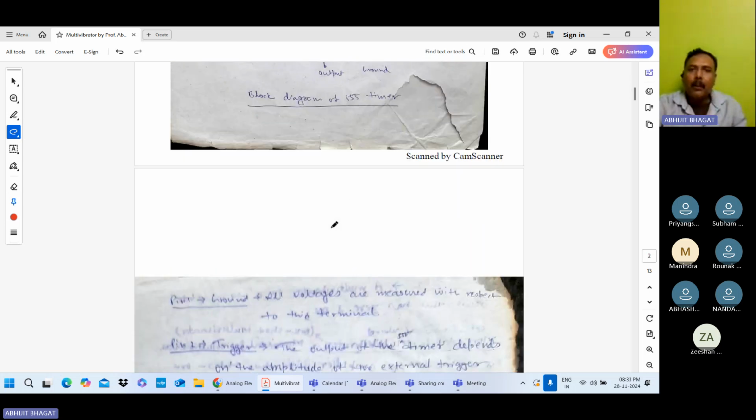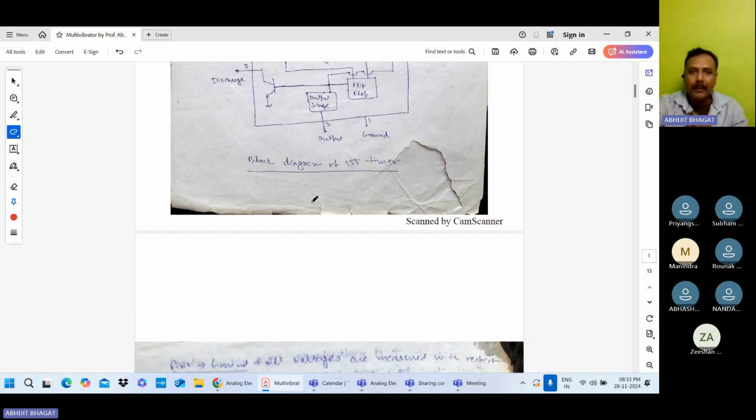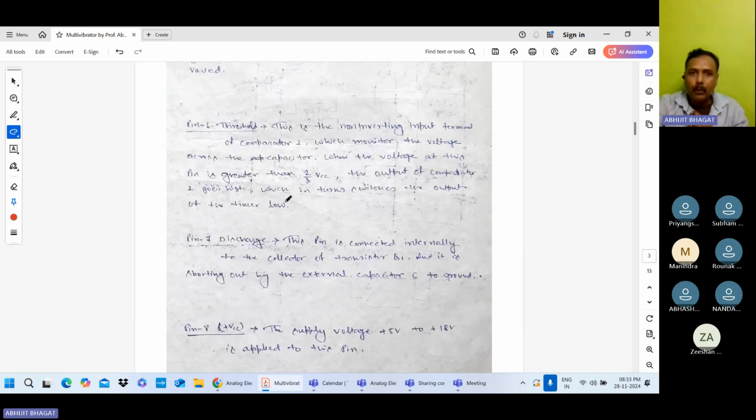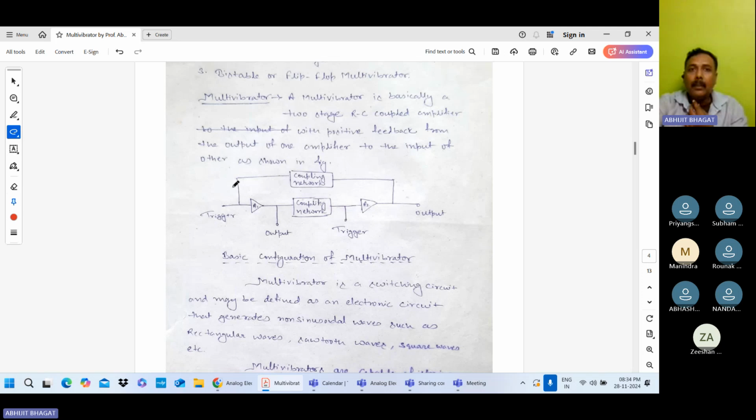Next, we also discussed the function of different pins. There are 8 pins, 1, 2, 3, 4, and 5, 6, 7, 8, in the 555 timer IC, and I discussed the function of every pin in the last classes. The notes are also shared with you. All of you go through this. Today I will discuss the next topic.